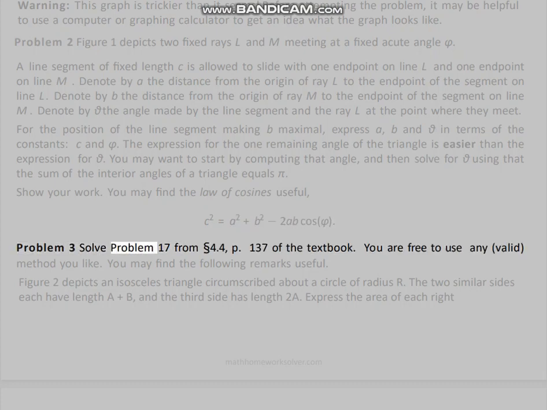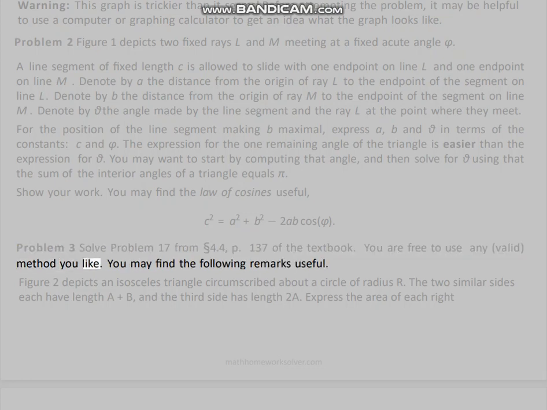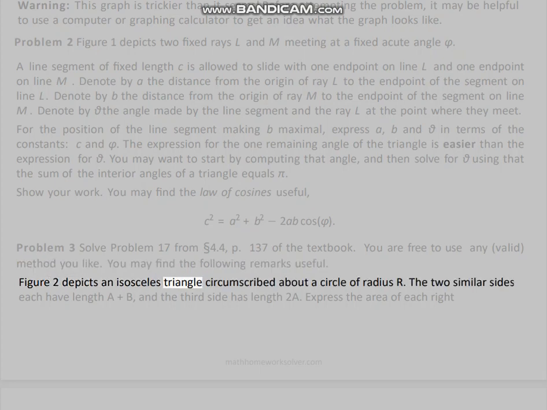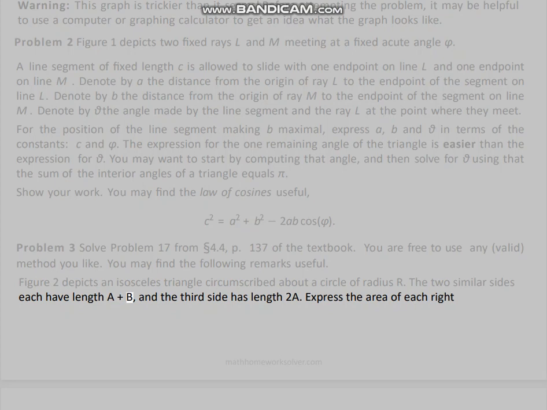Problem 3. Solve problem 17 from section 4.4, p. 137 of the textbook. You are free to use any valid method you like. You may find the following remarks useful. Figure 2 depicts an isosceles triangle circumscribed about a circle of radius r. The two similar sides each have length a plus b, and the third side has length 2a.